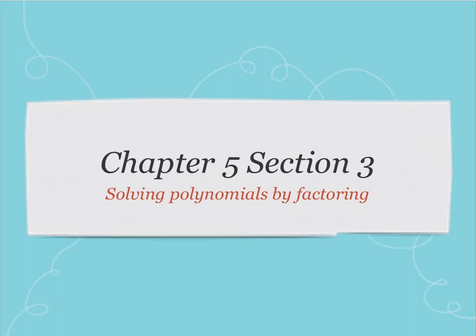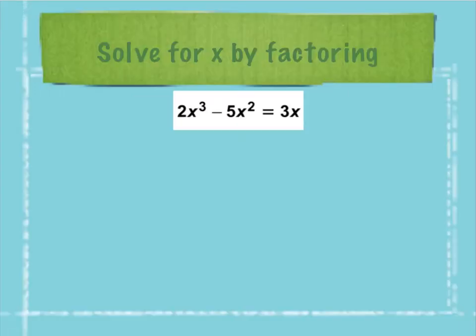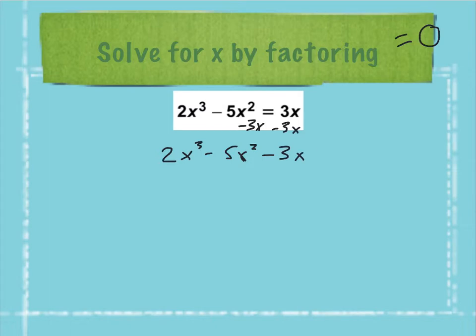All right, in chapter 5, section 3, we are going to solve polynomials by factoring. So we factored in the past with an x squared term, but now we're going to factor with higher than x squared. So what would we do first here? In factoring, what do we need it to be equal to? We need it to be equal to 0. So we subtract 3x from both sides. So we have 2x to the 3 minus 5x squared minus 3x is equal to 0.